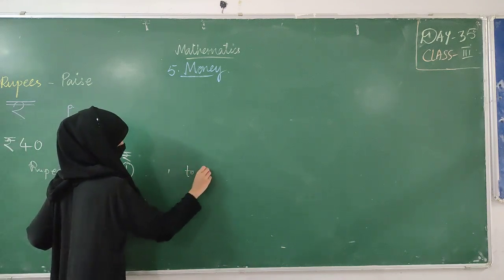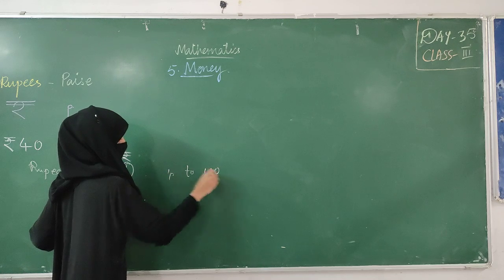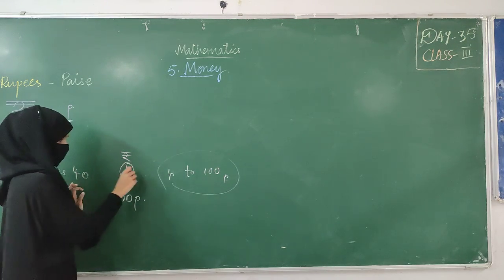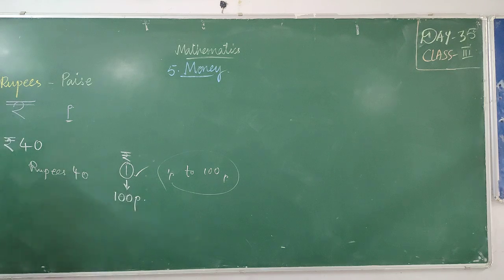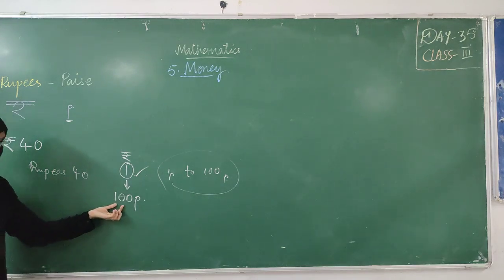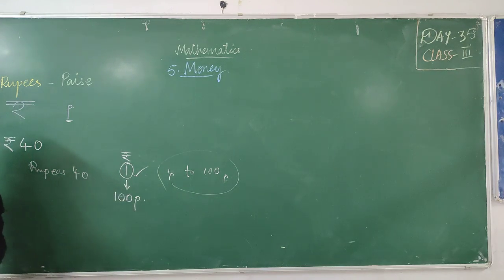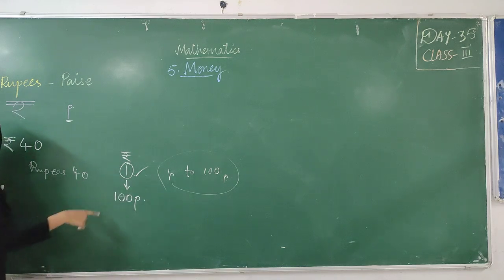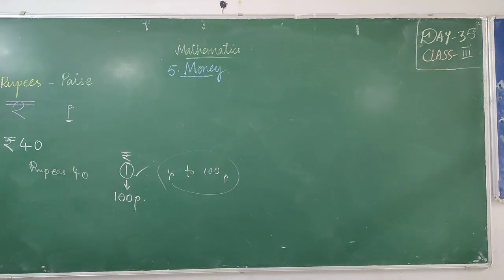If you take 100 paise, then you get 1 rupee. So like that we are saying 1 rupee. In 1 rupee there are 100 paise.